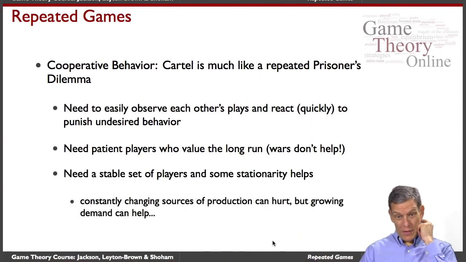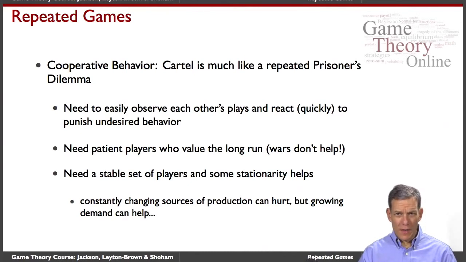You also need a stable set of players and stationarity. The more complicated the setting becomes and the more sources of oil there are in the world, the harder it gets, so constantly changing sources of production can hurt. Growing demand can actually help. If the world is getting more and more oil dependent and countries come online that have more and more demand for oil, that can help drive the price up. So in understanding repeated games, we'll have to account for a lot of things over time.